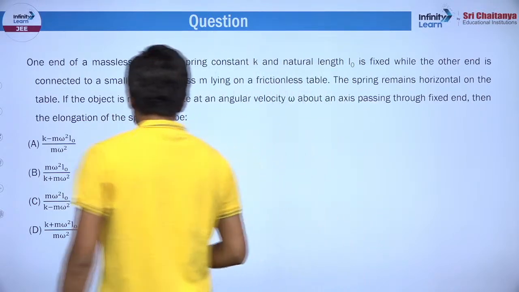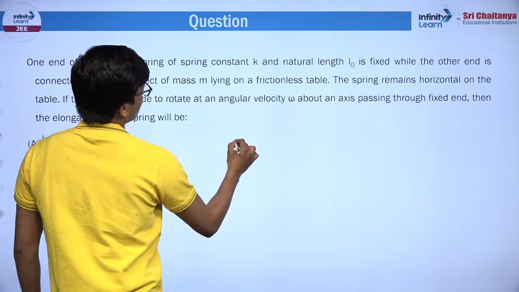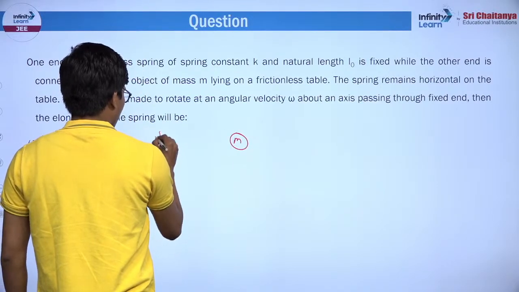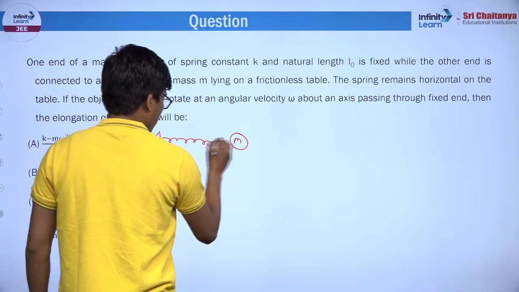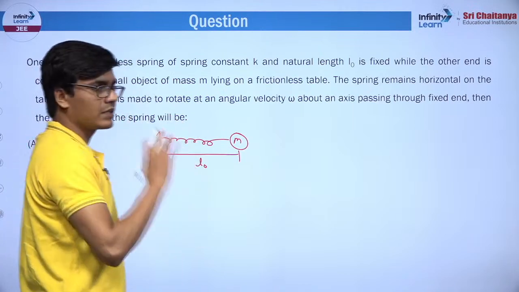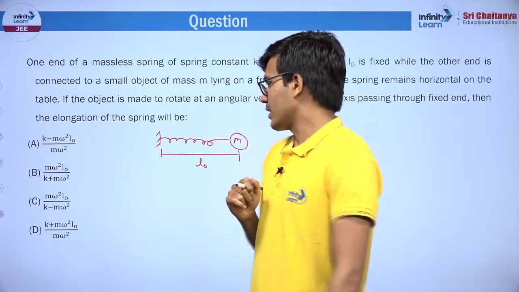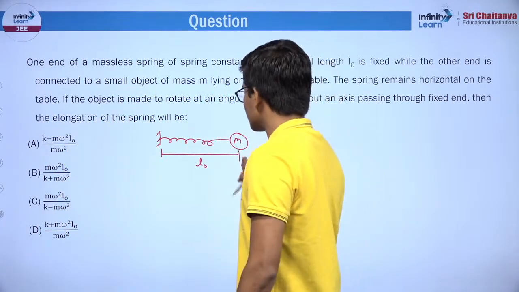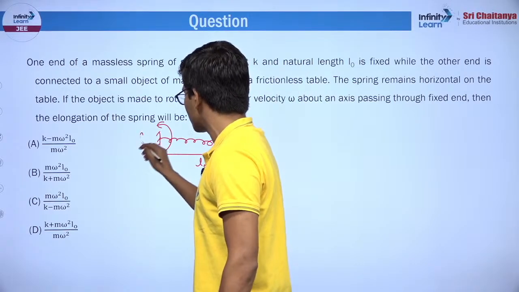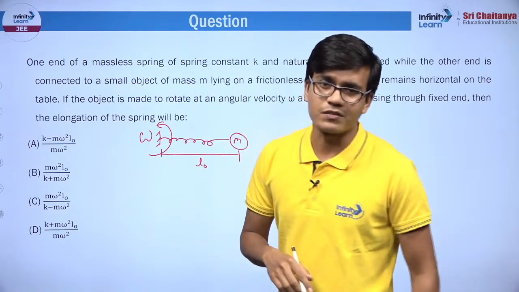So the question is, you have a ball, or some object, and it is connected to a spring, and the natural length of the spring is L0. That is given to you. Okay. Now what is happening? This ball is going to rotate with an angular velocity, or you can say this spring is going to rotate with an angular velocity omega.